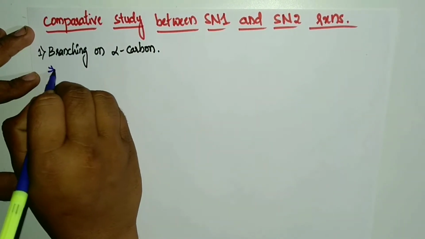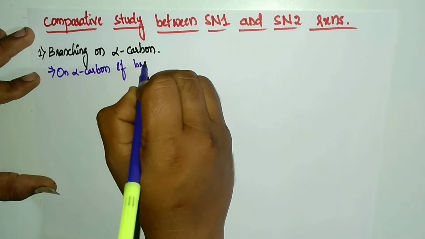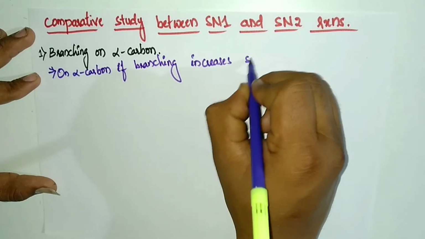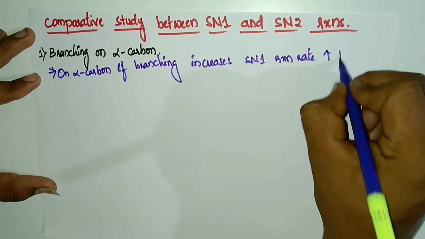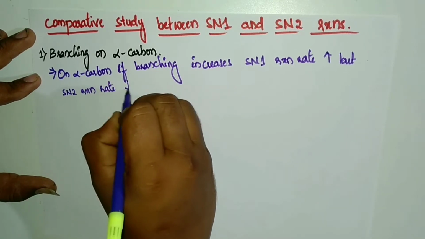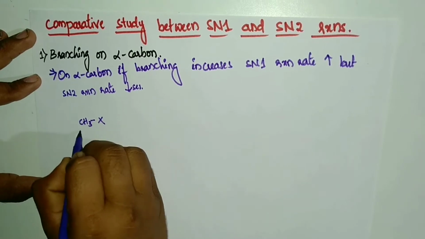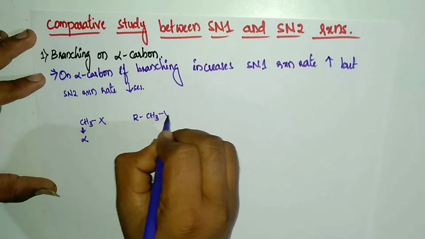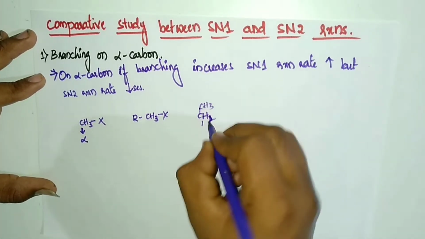If branching on the alpha carbon increases, the SN1 reaction rate increases, but the SN2 reaction rate decreases. If branching increases, SN1 increases, but SN2 decreases. And what is the alpha carbon? The carbon attached to the functional group is called alpha carbon, and I am taking 4 examples, and we will compare these 4 examples about the reactivity in SN1 and SN2 reactions.